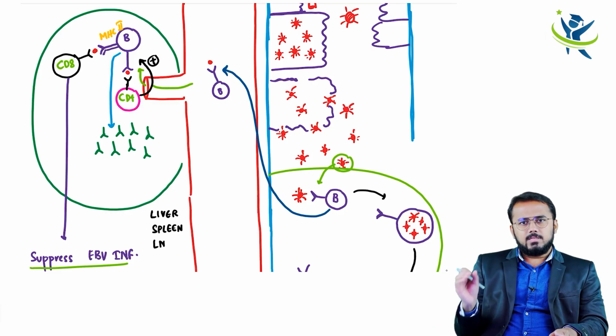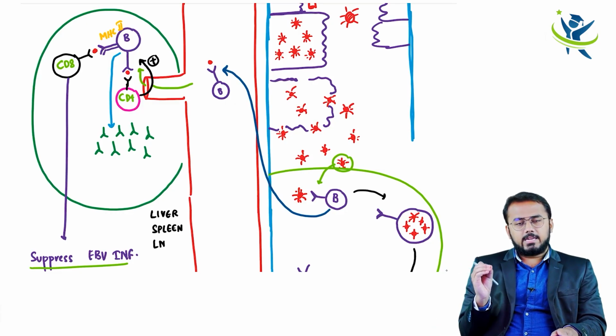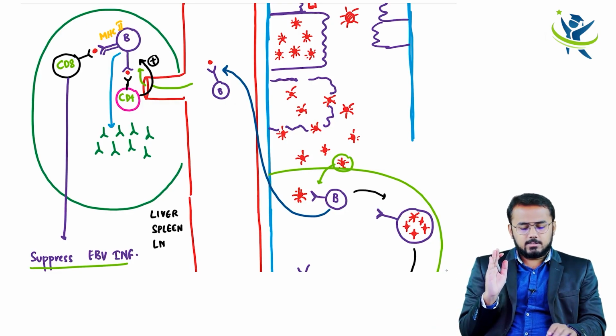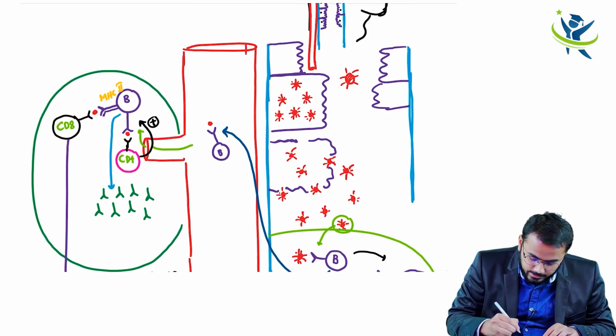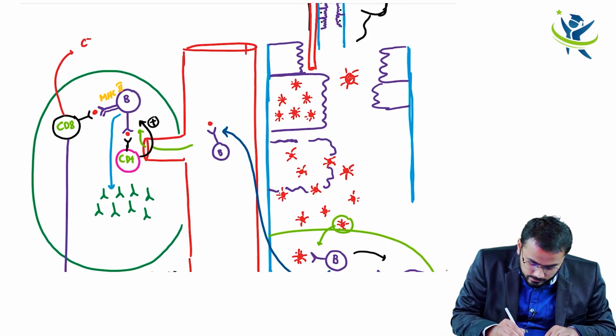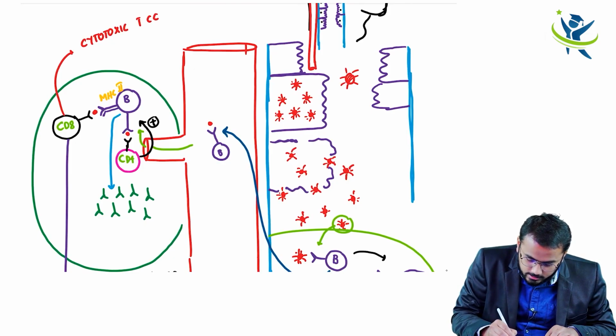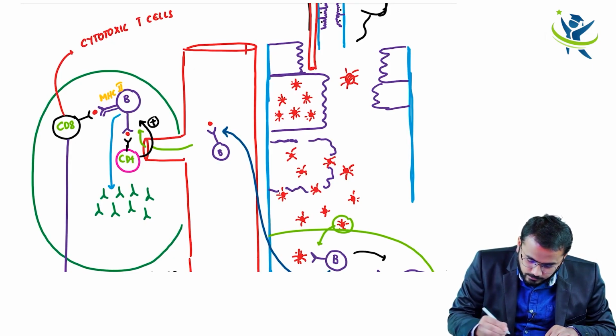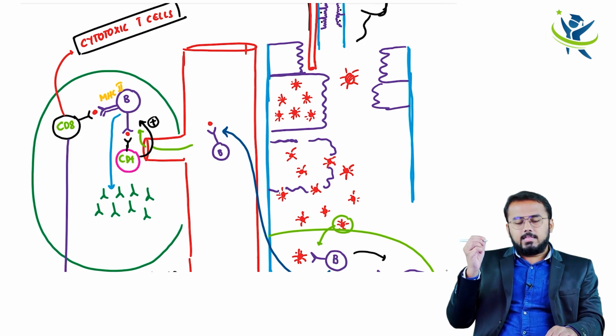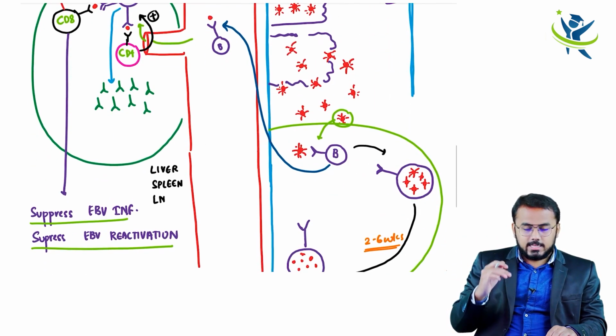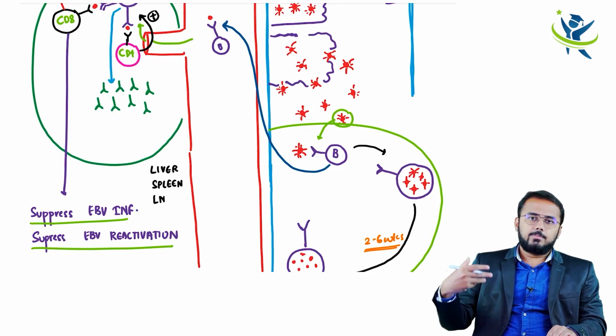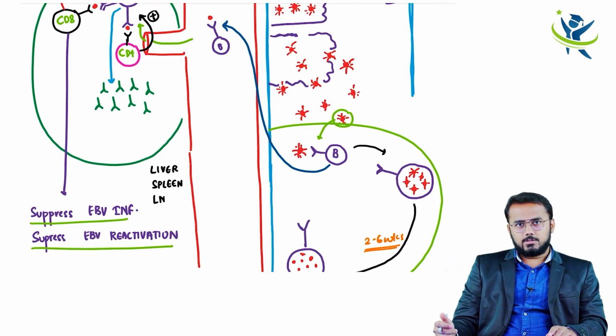Simple thing, guys. B cells activated CD8 cells. CD8 cells are also called cytotoxic T cells. Let me make a note. These are also called cytotoxic T cells. And these cytotoxic T cells suppress the EBV infection, they suppress the reactivation of that EBV infection.